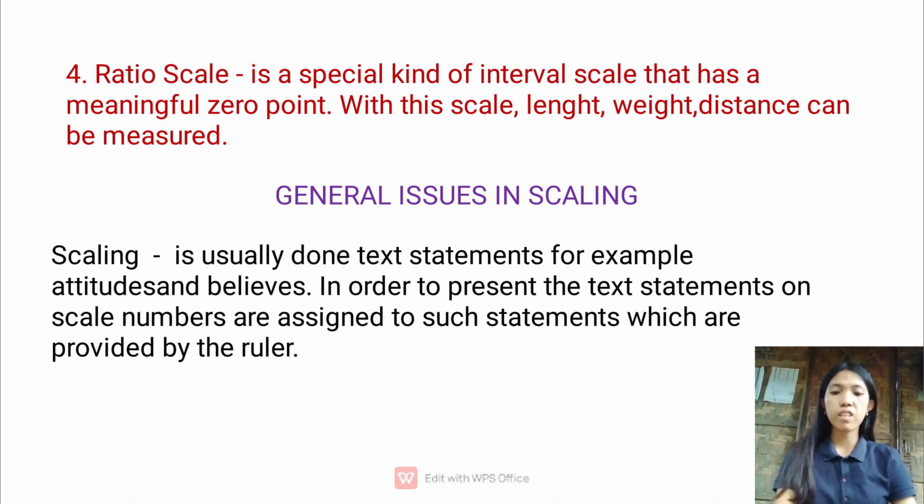For example, sales this year for product A are twice the sales of the same product last year. The implication of this is that all statistical operations can be performed on this scale. And the next is general issues in scaling.